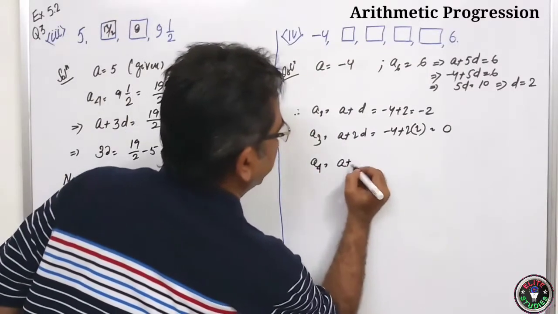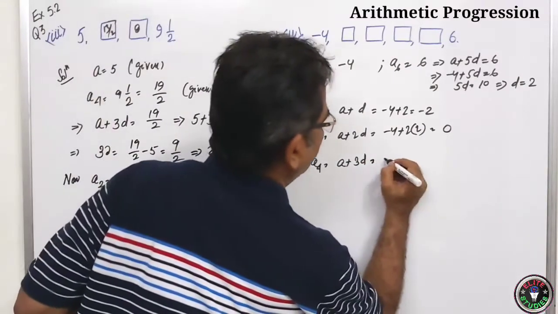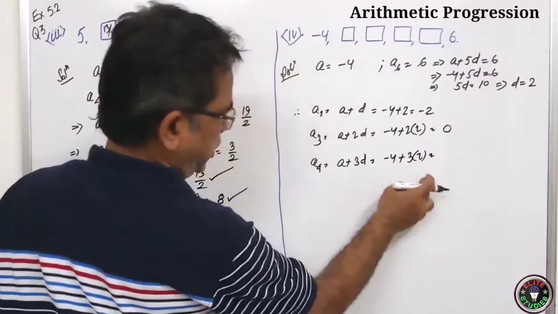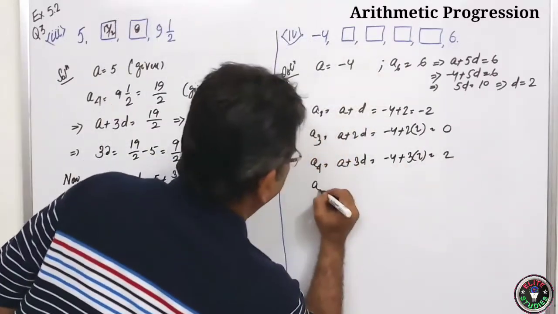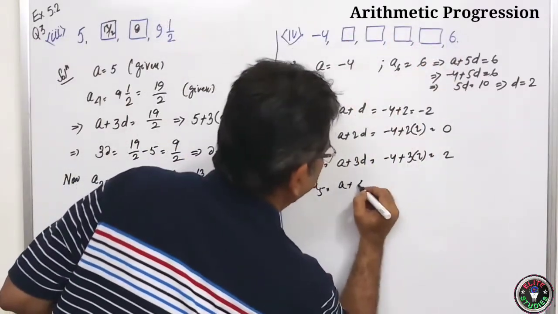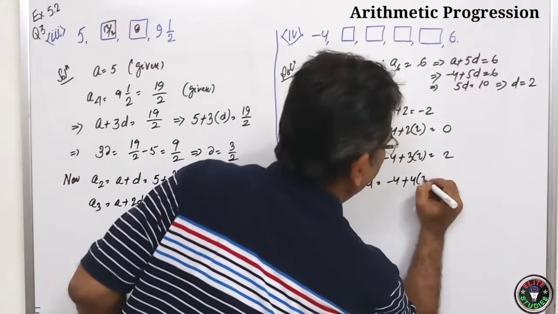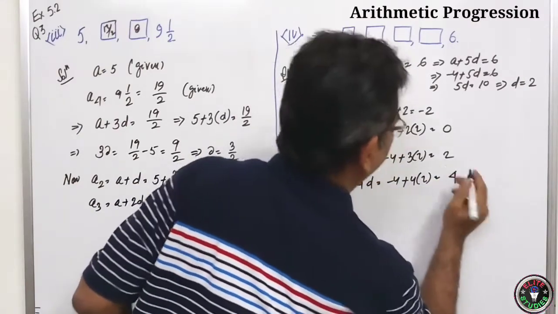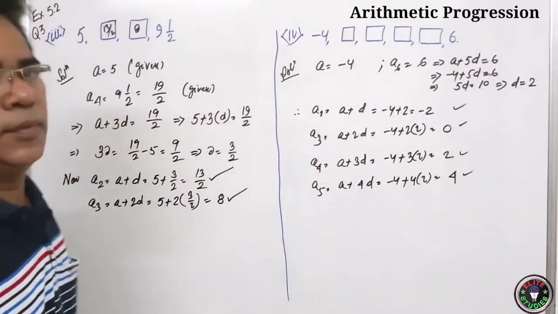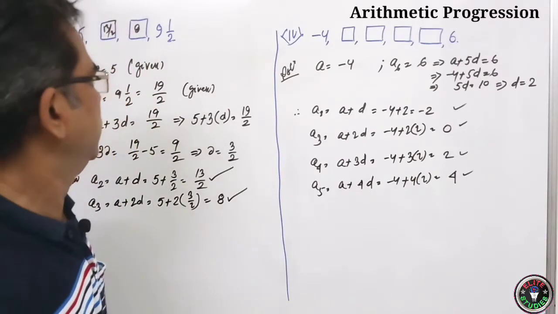A4 is equal to A plus 3D, which will be just one less than the term number. So it will be equal to minus 4 plus 3 into 2, which is 6 minus 4, it is 2. And A5 is A plus 4D, so minus 4 plus 4 into 2: 8 minus 4 is 4. So these are our 4 answers. Right, students? Please take the screenshot.